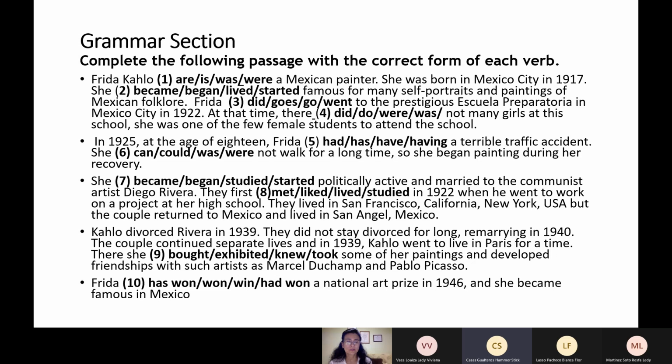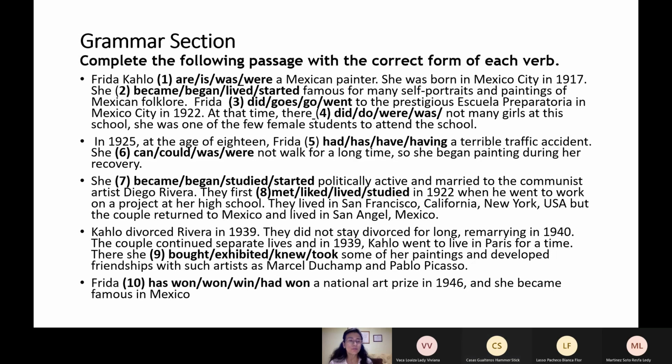Carlos Rivera in 1939. They did not stay divorced for long. Remarrying in 1940, the couple continued separate lives. In 1939, Frida went to live in Paris for a time. There she took some of her paintings and developed friendships with such artists as Marcel Duchamp and Pablo Picasso.